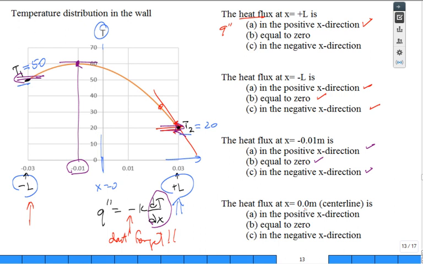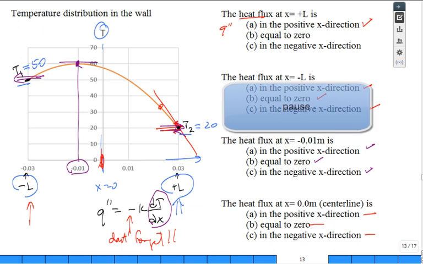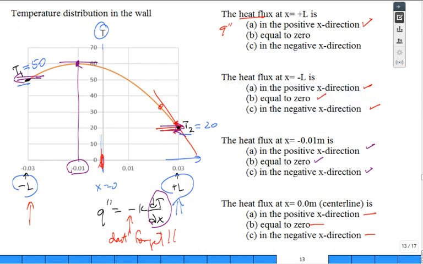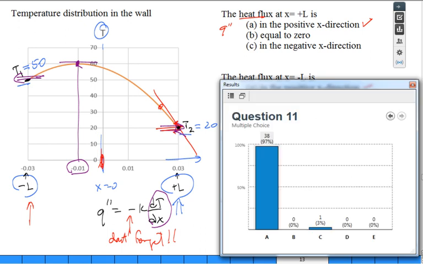Okay, at x equal to 0, which is the center line at this location, what is the direction of the heat flux? Positive, 0, or negative x? And we'll tally up the results. And one person came in at C. I don't know how. Well, they were trying to get to A, and they missed it.